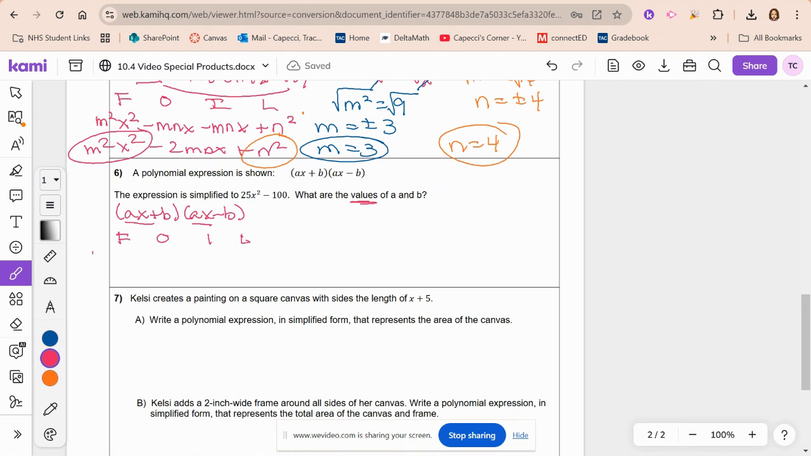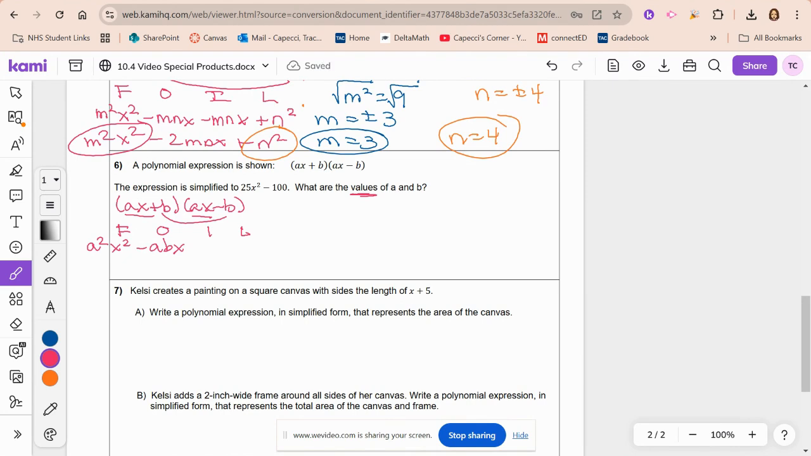And I have ax times ax gives me a squared x squared. My outside is negative abx. Again, I'm just going to put them all in alphabetical order so I'm consistent. My inside term is going to be positive abx, and my last is going to be negative b squared. Okay, we know these two terms are going to zero out. We can see that. So I'm left with a squared x squared minus b squared.